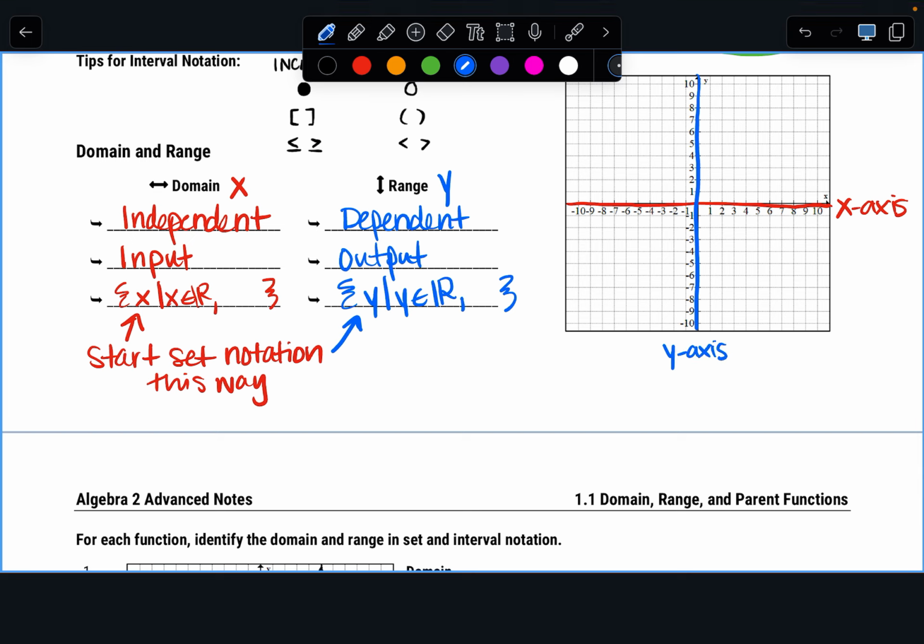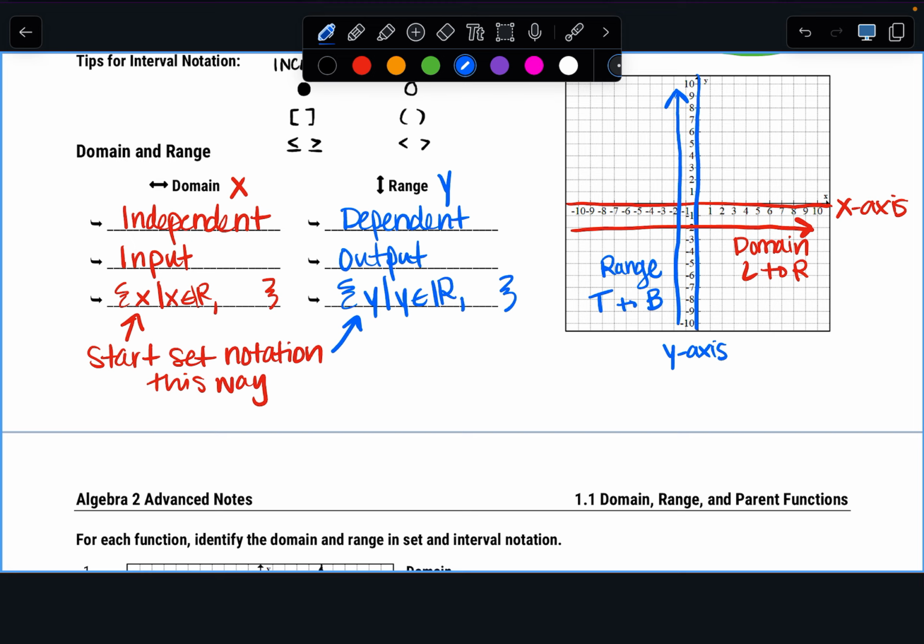And I also like to point out when we read domain from the left to the right. Domain, L to R. Left-hand side, right-hand side. Same thing for the range. However, we read range from top to bottom. Range, top to bottom. A lot of people will confuse this and they'll read it backwards. So it's always left to right, top to bottom.